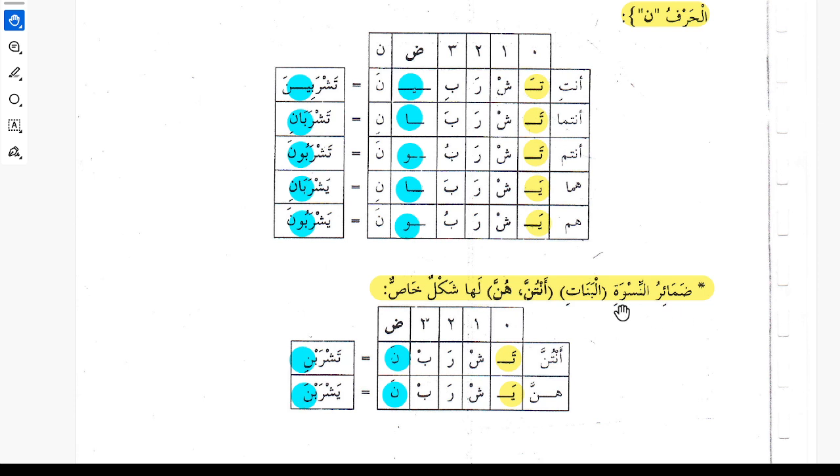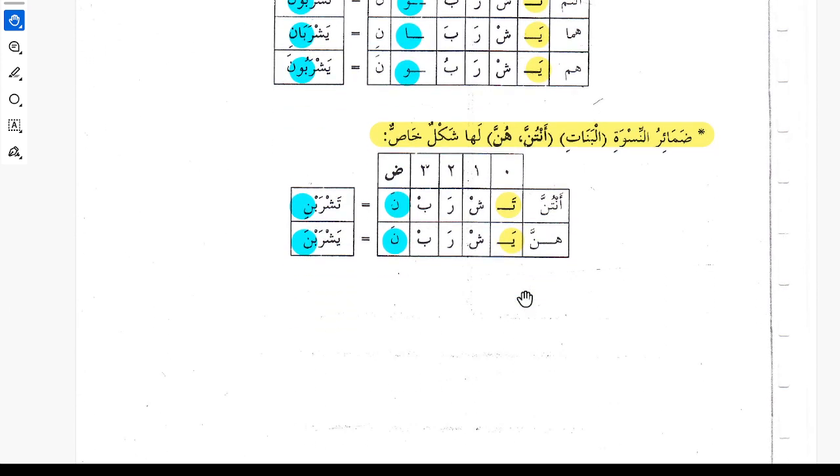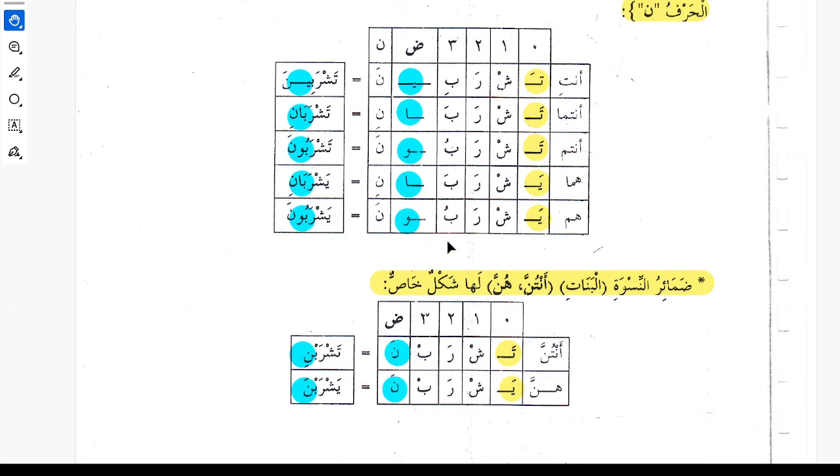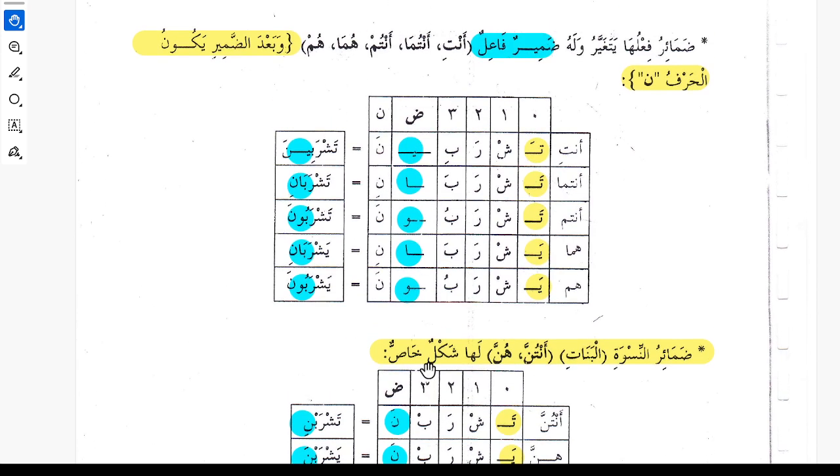Damairun naswati, antunna and hunna, laha shaklun khas. So now the two pronouns are left, antunna and hunna. They have a shaklun khas, they have a special form. So for antunna is tashrabna, and for hunna is yashrabna.